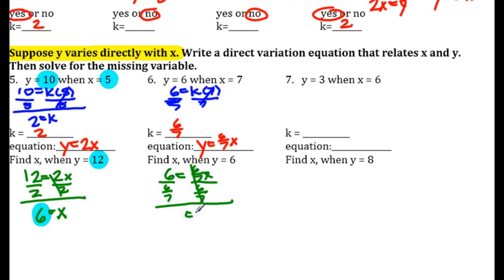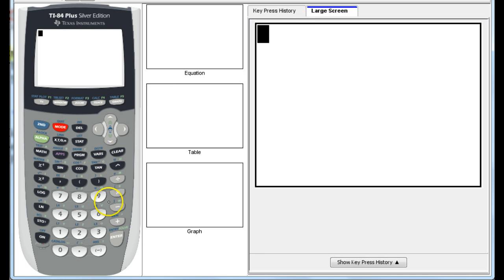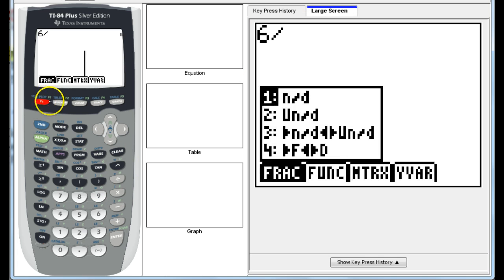That cancels out. X equals, now here's how you're going to use your calculator. We're going to type this in exactly as it says, 6 divided by 6/7. And I'm going to use the fraction boxes for that. So if we go to our calculator, it's going to say 6 divided by, and then we put the fraction boxes up.